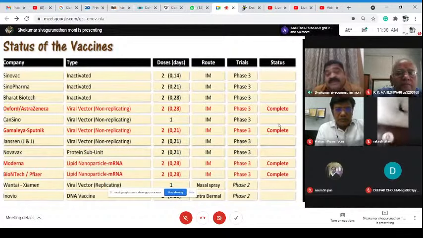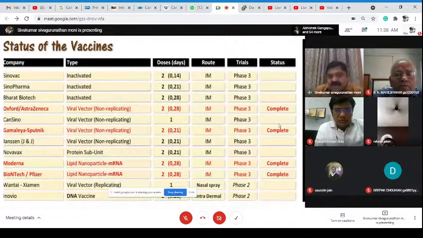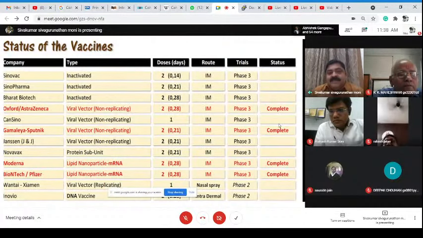However, the booster dose is essential in any vaccine, especially for SARS-CoV-2 virus infection, because here the development of memory cells and memory T cells is quite less when compared to other pathogenic conditions.